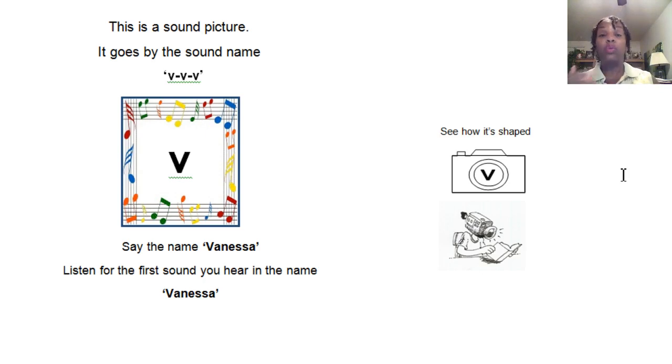And so when we start reading, if you come across this sound picture in a book or a magazine, on the back of a cereal box, anywhere you see a sign when you're riding in the car, anywhere you see this sound picture, you're going to say, oh, yeah, I know what that is. That sound picture is the V sound, all right?